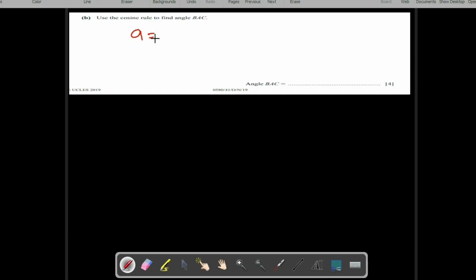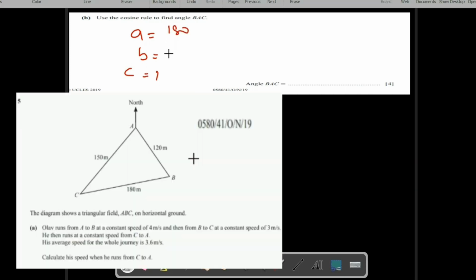So I am going to write here what is A, what is B and what is C. A is 180 as per the previous question, B is 150 and C is 120. We have all the values, we have to identify the angle. So cos A is equal to, I am directly writing here, B square plus C square minus A square upon 2BC. This is the formula, right? Cosine rule. Use cosine rule and find out.